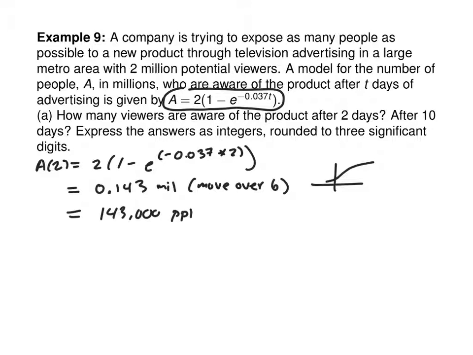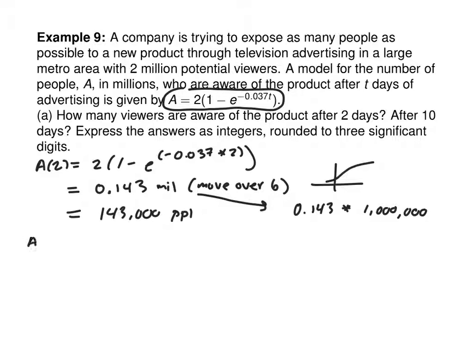Okay, so when they say they want an integer, they mean that they want a whole number of some sort. Why do we move over 6? Because this equation measures the number of people in millions. Oh, okay. So it's 0.143 million, which is the same thing as 0.143 times 1 million, which is 1 followed by 6 zeros. And when you multiply with something that has 6 zeros, you move the decimal place to the right 6 spaces. Does that make sense? Okay, awesome.